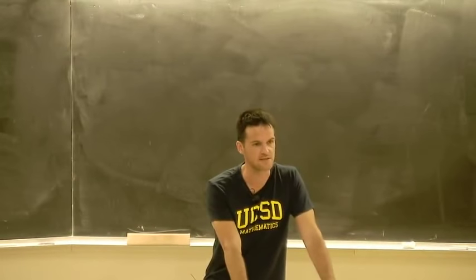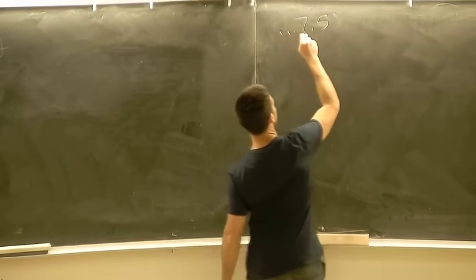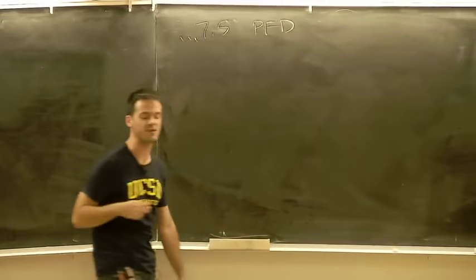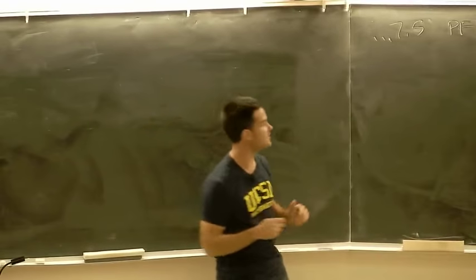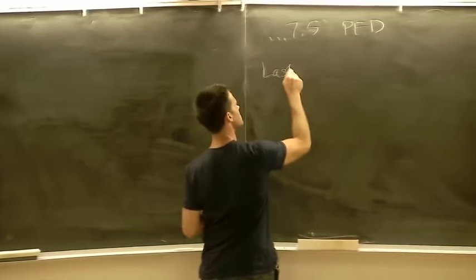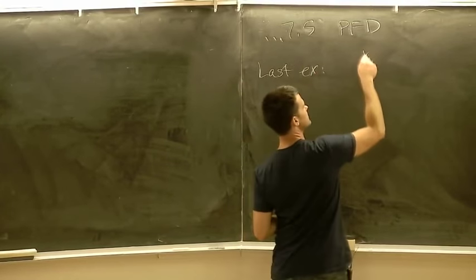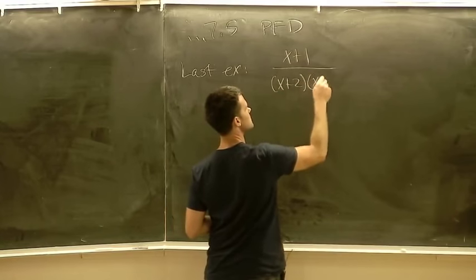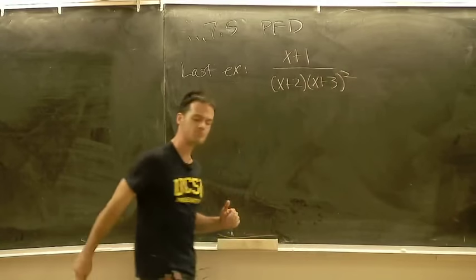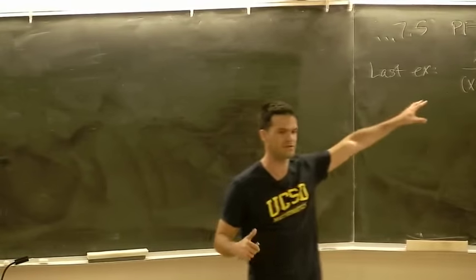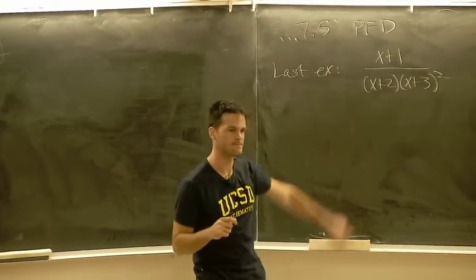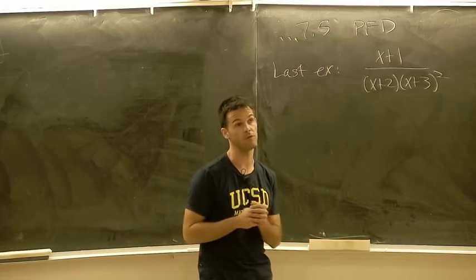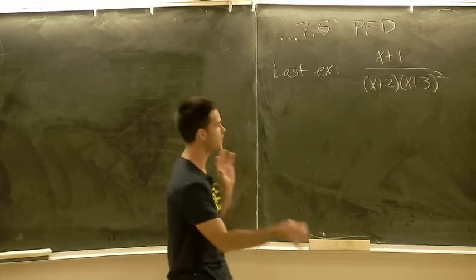So, let's see. 7.5 continued. Partial fraction decompositions continued. And the last example that I did was the partial fraction decomposition for this rational function right here. Now, I'm not going to do it all over again. Let me just remind you of what the decomposition looked like.